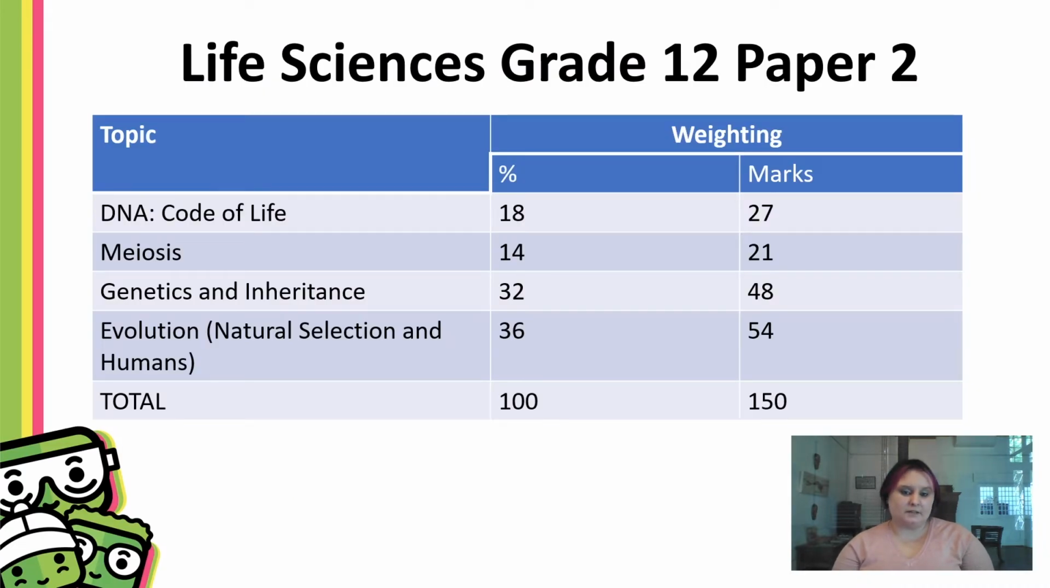So let's remind ourselves what topics are in paper 2. We've got DNA, the code of life, meiosis, genetics and inheritance, and evolution by natural selection, as well as human evolution. As you can see from the table, the most marks are for genetics and inheritance and evolution. So those are the two topics that I'm going to focus in on today for our revision session.